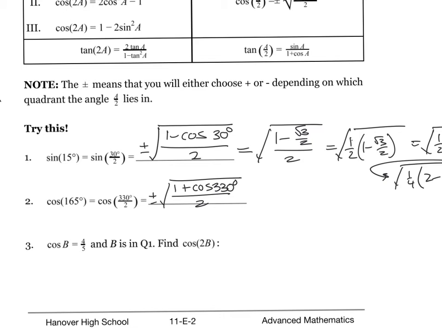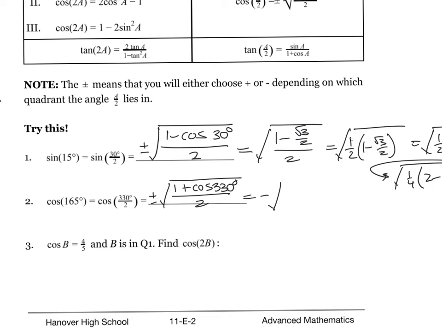And moving forward, I do have to think about the plus or minus. So if I go back and look at my original expression that I'm trying to simplify or evaluate, 165 is in the second quadrant, which means that the cosine is going to be negative. So that means this plus or minus should just be negative. I want an answer that's going to be negative. So this becomes negative minus.